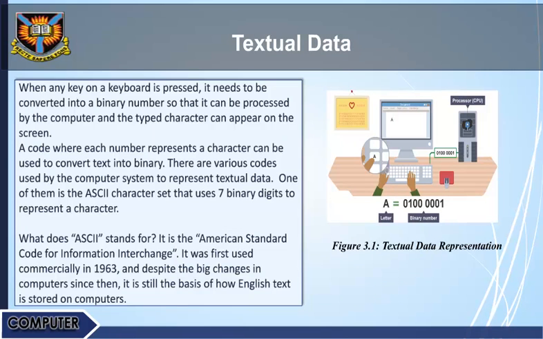Textual data. When any key on a keyboard is pressed, it needs to be converted to a binary number so that it can be processed by the computer and the typed character can appear on the screen. A code where each number represents a character can be used to convert text into binary. There are various codes used by the computer system to represent textual data. One of them is the ASCII character set that uses 7 binary digits to represent a character.